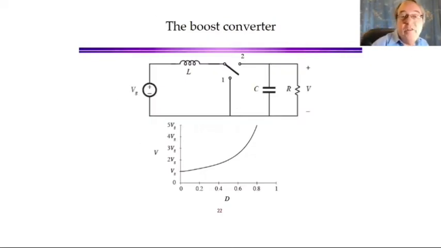It's possible to build converters that will change any voltage into any other voltage. Here's an example of a boost converter that can increase the voltage. So we can build circuits that contain inductors, capacitors, and switches connected in different ways that can actually change any voltage into any other voltage as desired.